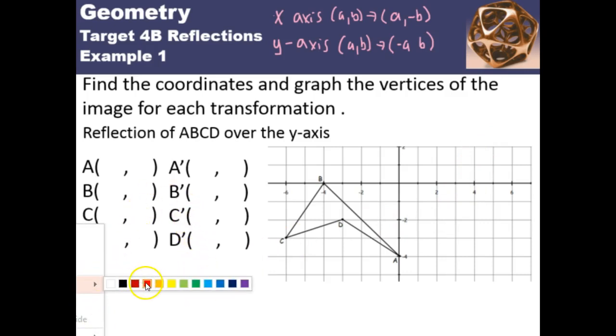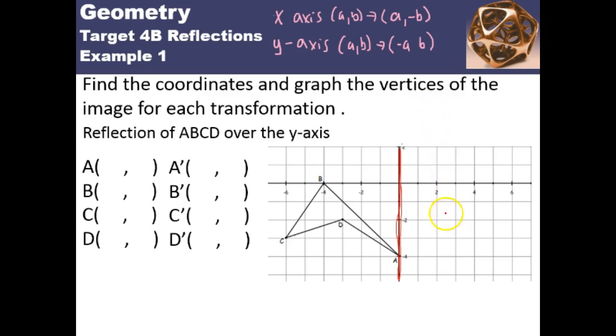Looks like I didn't grab a pen. You can also just count. So again, I'm going to demonstrate both methods. So remember, the y-axis is this vertical axis right here. So this is the y. So I'm going to trace that so I know that that's the line that I'm reflecting over.